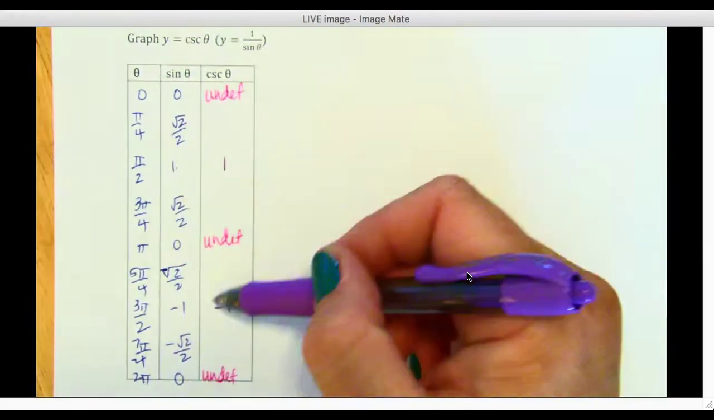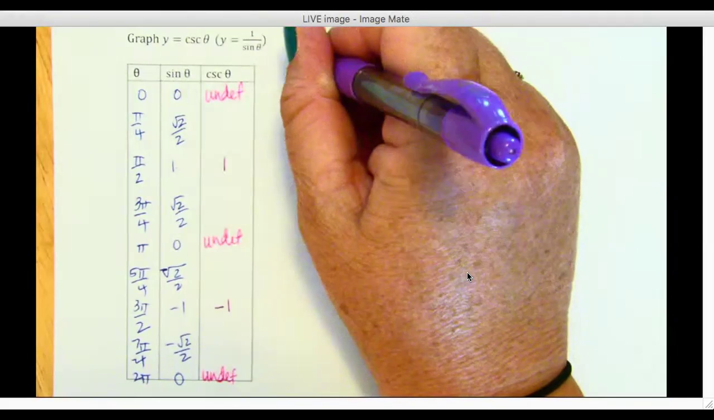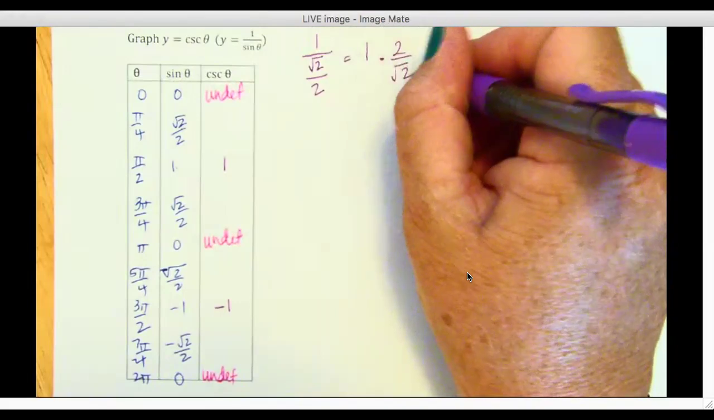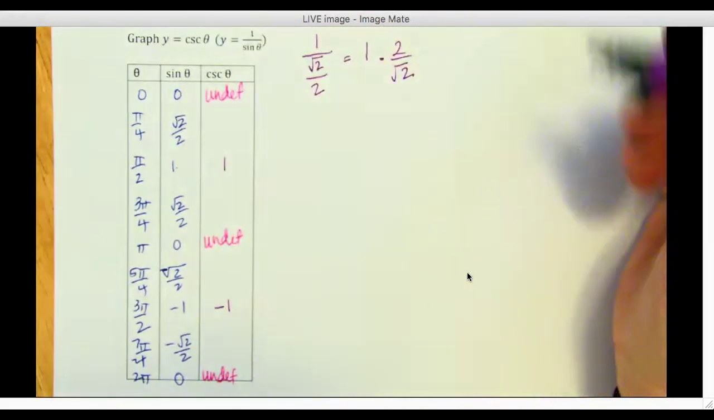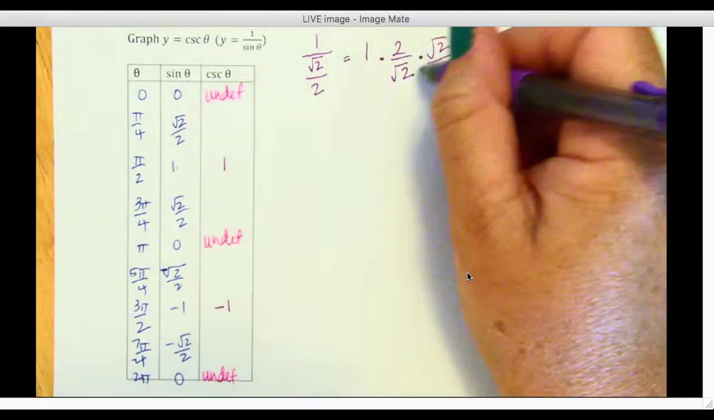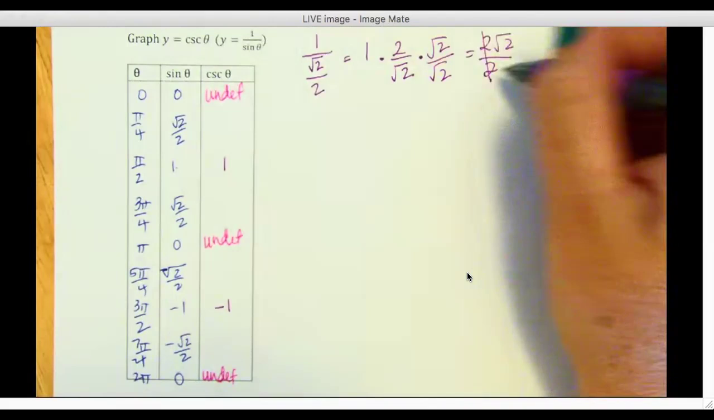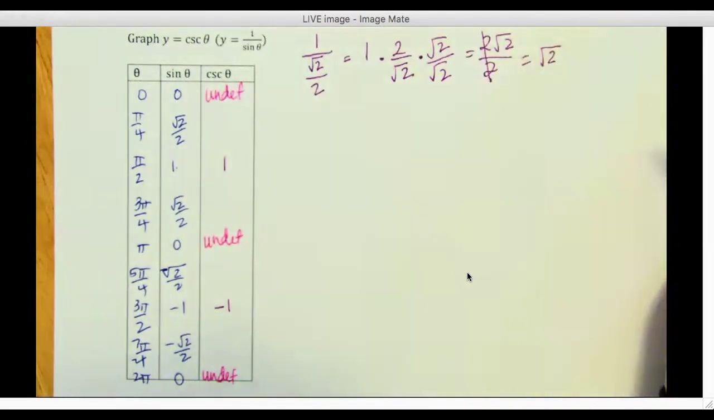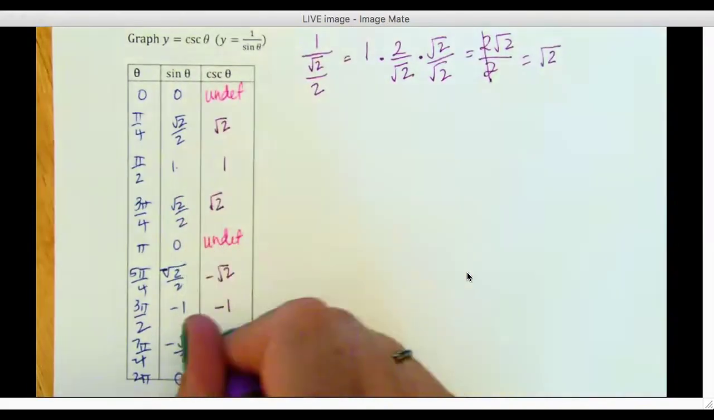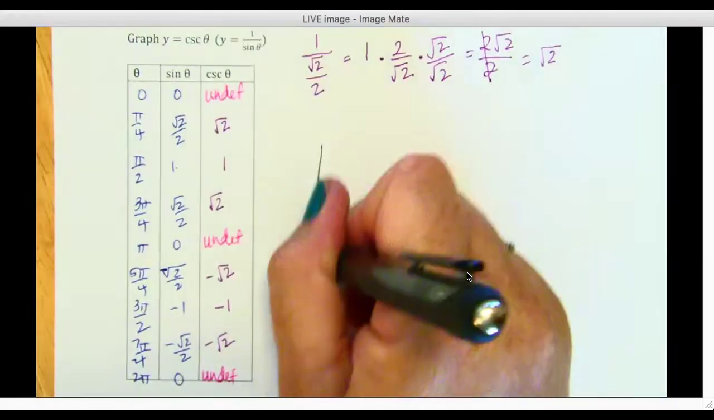Now, these are the harder ones, and we only have to do it once because these are all root 2 over 2. But if I have 1 over the square root of 2 over 2, that's 1 times 2 over root 2. Flipping the second one, changing it to multiplication. And then I can rationalize, and then that becomes 2 on the bottom and 2 root 2 on top. I can reduce my 2's, and then that simplifies to the square root of 2. So this will be the square root of 2, this will be the square root of 2, this will be negative root 2, and negative root 2. And now that we have all of that, we can go ahead and graph.